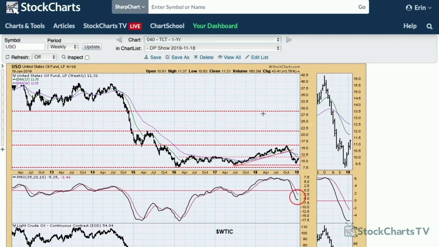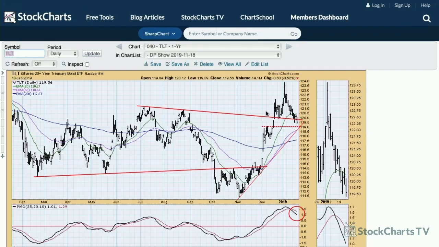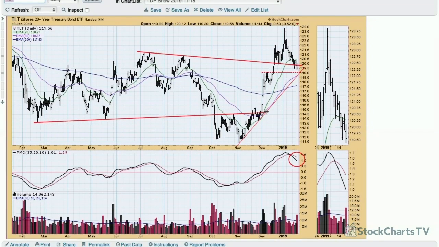All righty, TLT. Okay. I think that bonds have had their rally, and I think we're going to see some pulling back. Certainly, we've broken down through that support line. You see the next support right there, about 119. Let's see the weekly.